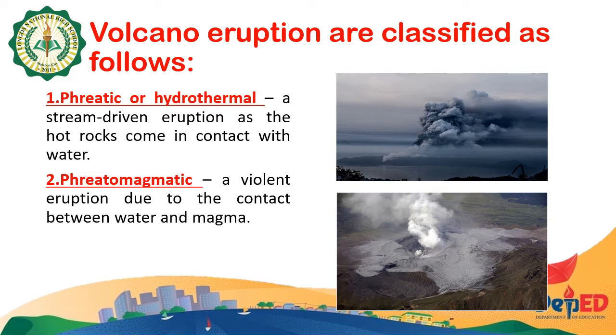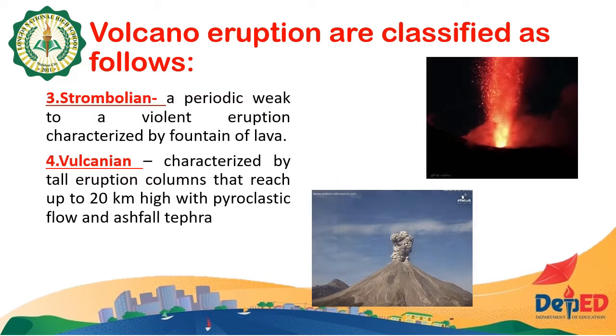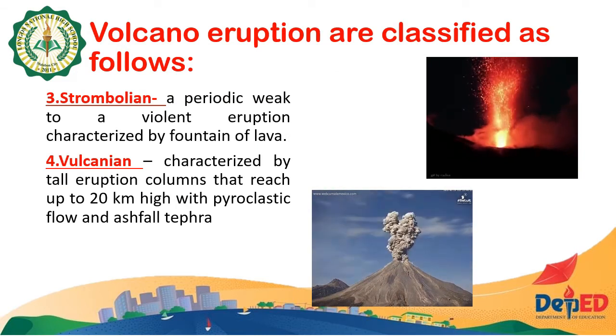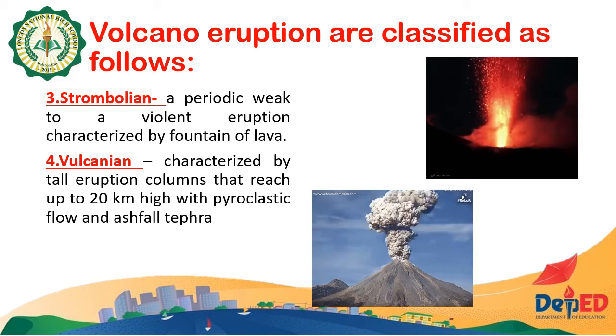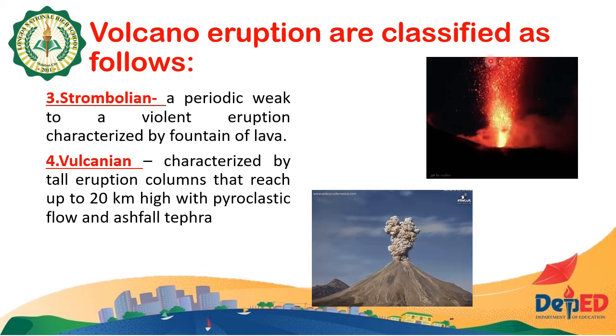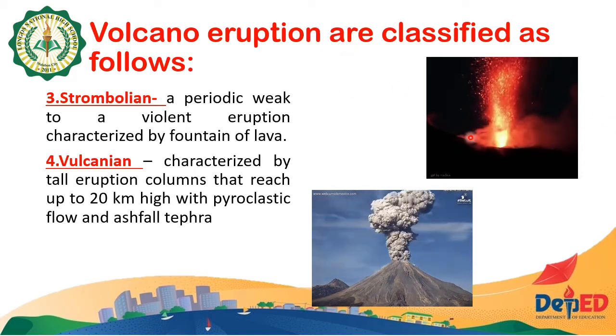Number 2, phreatomagmatic, is a violent eruption due to the contact between water and magma. As a result, a large column of very fine ash and high-speed, sideways emission of pyroclastic surges are observed. Number 3, Strombolian, is a periodic weak to violent eruption characterized by fountains of lava. This is an example of a Strombolian volcanic eruption.